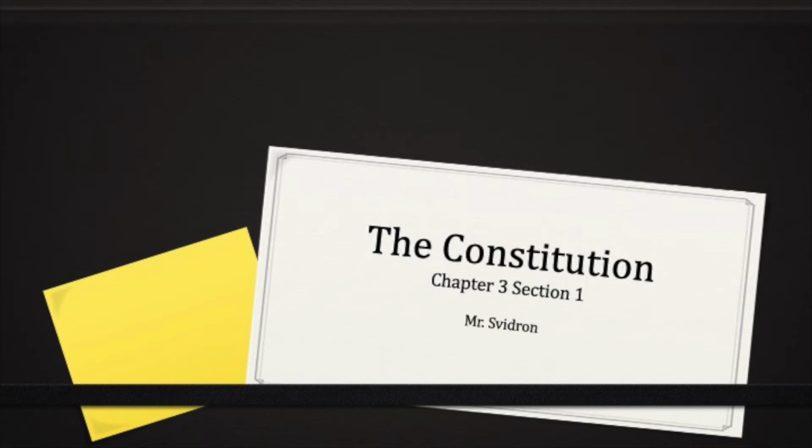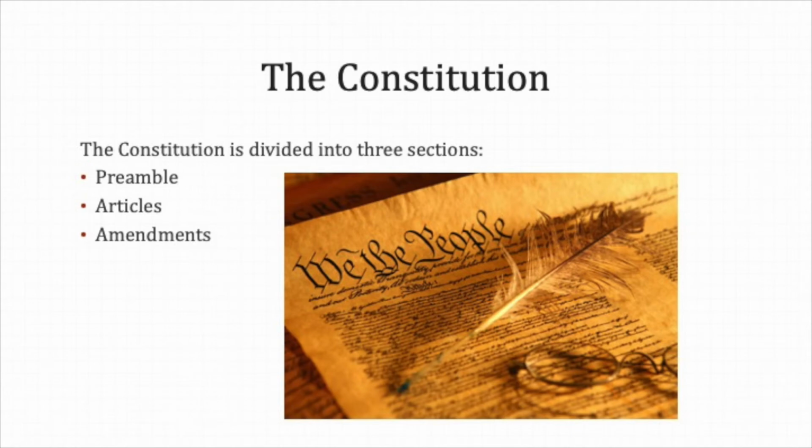Chapter 3, Section 1, the Constitution. So, our Constitution, which was written in 1787 and ratified in 1788 and put into effect in 1789, is comprised of three sections. Those three sections are the preamble, the articles, and the amendments.